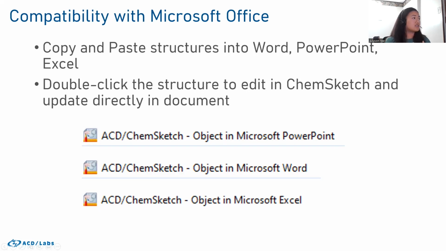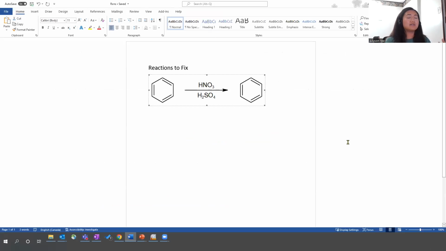So just to show you what I mean, I do have a reaction Word document that I was working on, but you see that I do need to fix this because benzene does not create a benzene under these circumstances. So what I have to do is I'm simply just going to double click the picture.